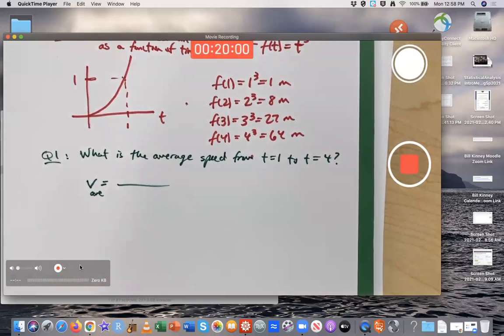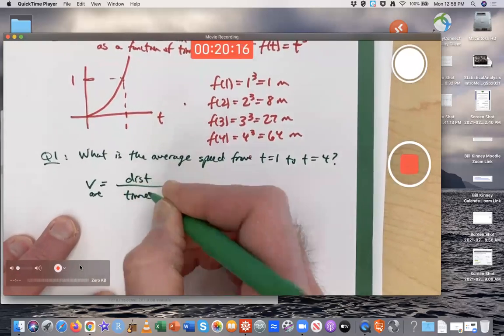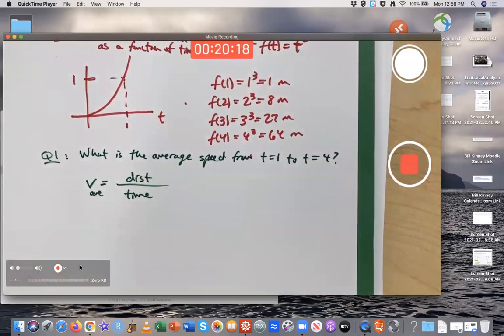What's the average speed? What's a formula from physics for the average speed? Something divided by something else is what I'm hinting at here. Distance divided by time. Another way to look at this equation is to multiply both sides by time and say distance equals speed times time, or rate times time, rate being the speed. That equation only works if you've got either a constant speed or you're using the average speed. Because the speed is changing here, it's not constant.